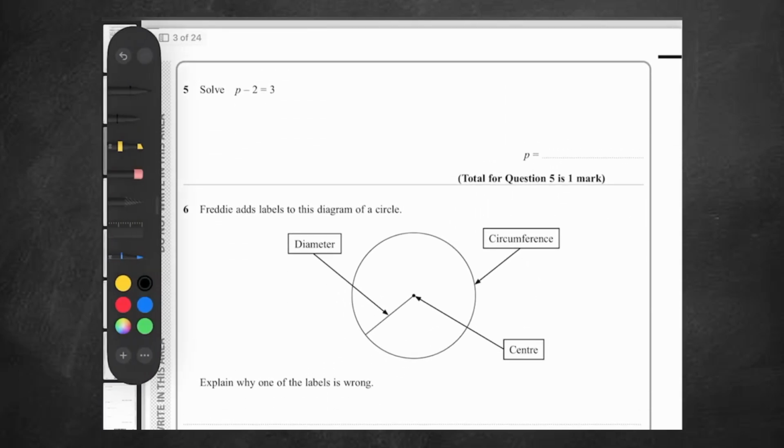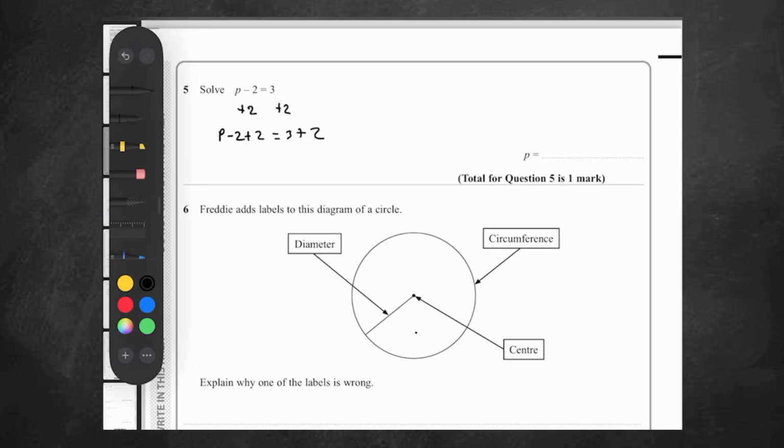Question 5. Solve p minus 2 equals 3. All we have to do here is add 2 to each side of this equation to get p on its own. So we're going to have p minus 2 plus 2 equals 3 plus 2. So we're going to have p equals 5.